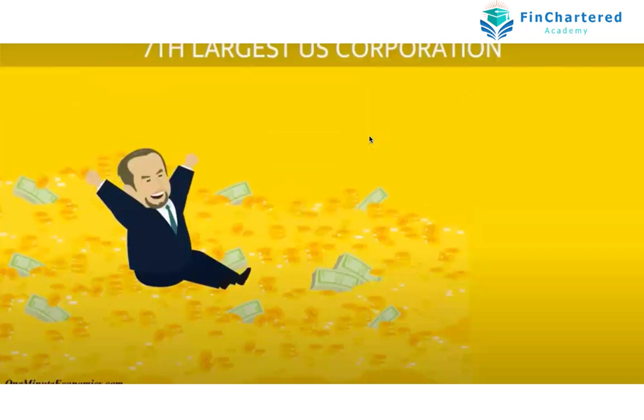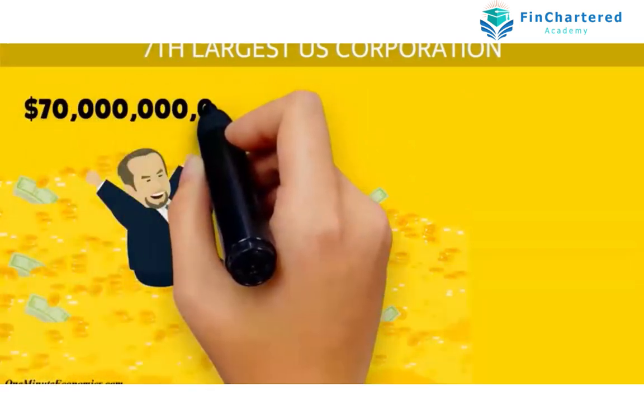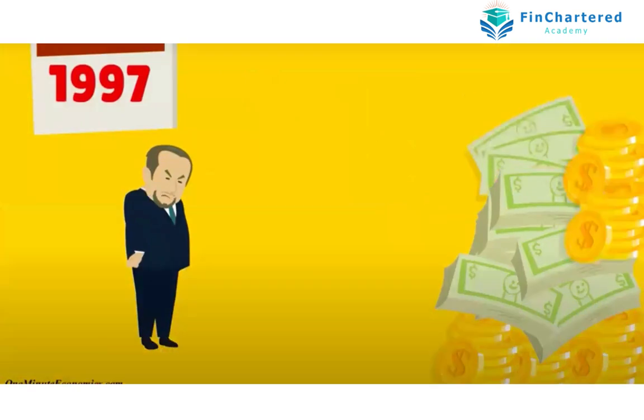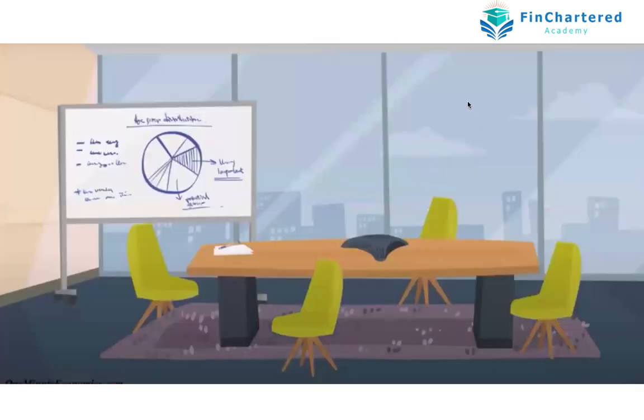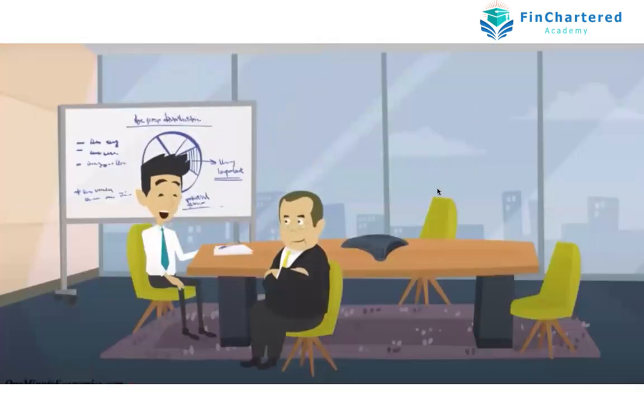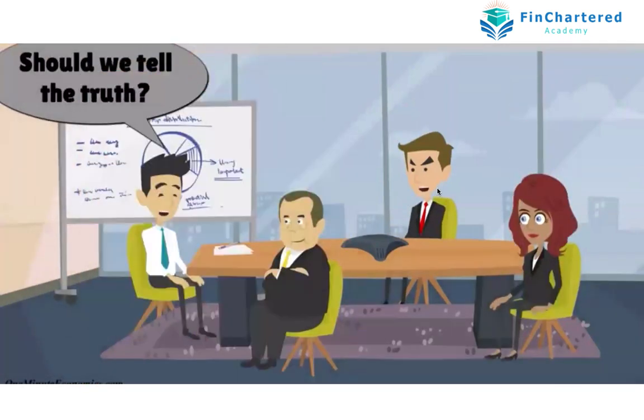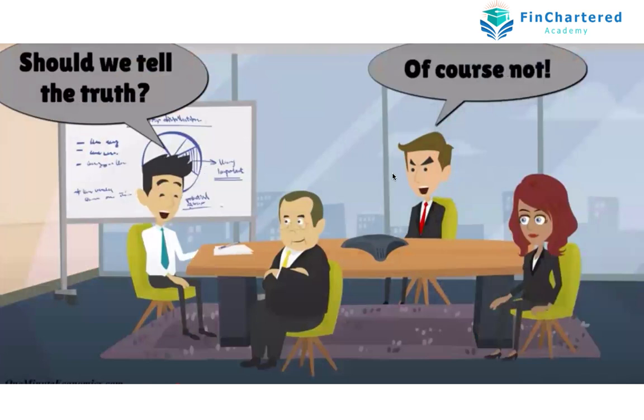States, at one point, valued at over $70 billion. As of 1997, however, they started losing money and accumulating debt. Instead of admitting their mistakes and making changes, Enron executives decided to hide the losses through accounting tricks because they didn't want the Enron stock price to go down.